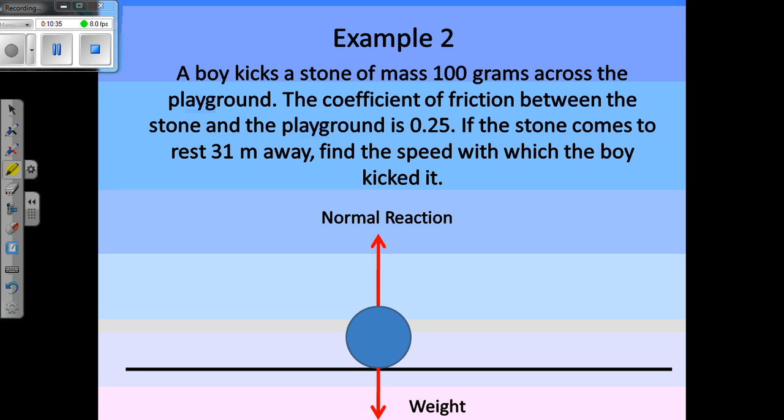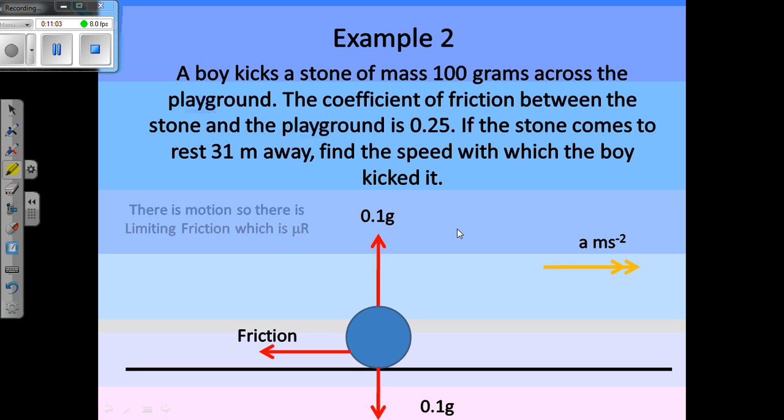Now, after it's been kicked, the only force it's going to have is this friction. The friction is what stops it from moving, basically. It's what causes the deceleration to 0. And there's the values: 0.1g for the weight, 0.1g for the normal reaction, and we have the friction over there. So there is motion.